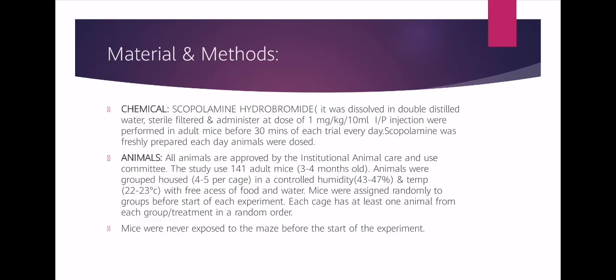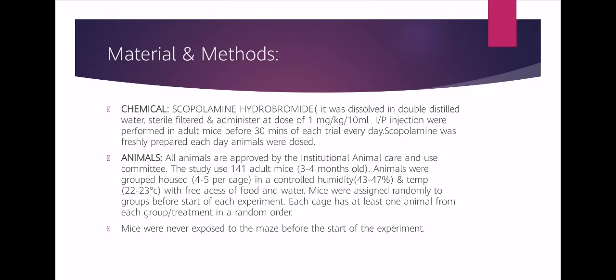Then we have materials and methods, in which we have chemical and animals. Chemical: scopolamine hydrobromide. It was dissolved in double distilled water, sterile filtered and administered at a dose of 1 mg per kg per 10 ml in mice. Intraperitoneal injections were performed in adult mice 30 minutes before each trial every day. Scopolamine was freshly prepared each day.